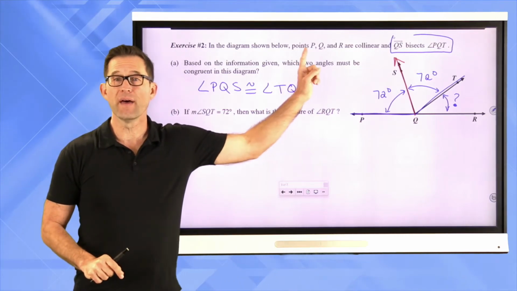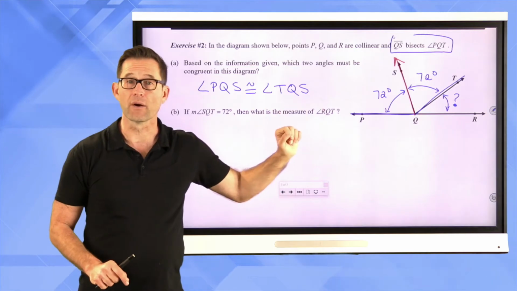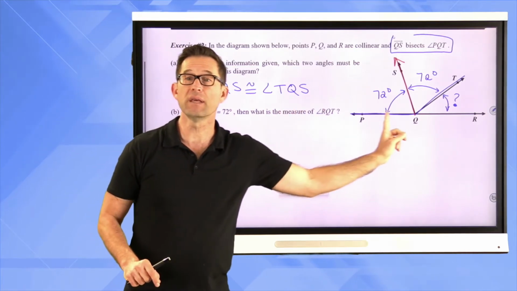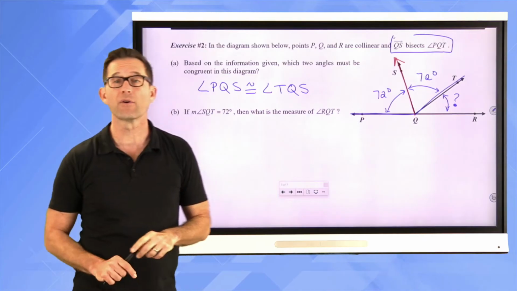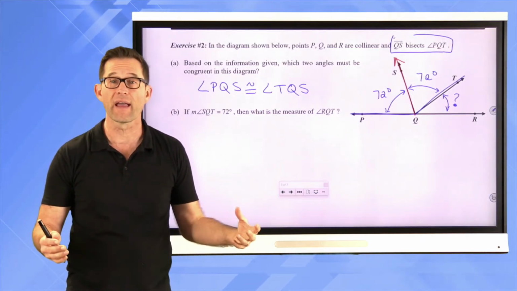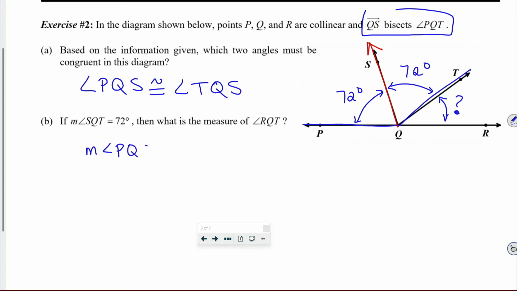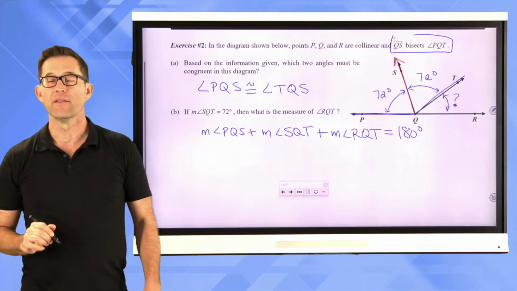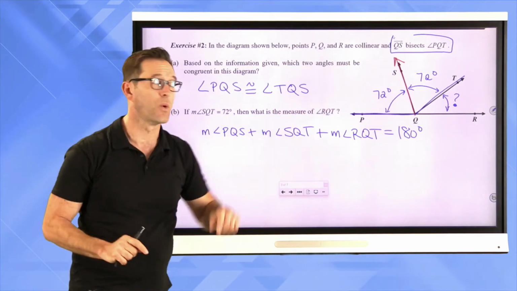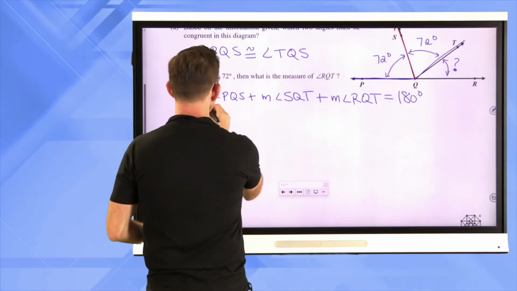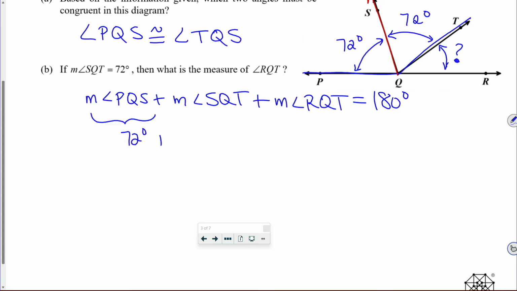Well, we know that points P, Q, and R are collinear. And what that tells us is that PQR as an angle is a 180 degree angle, right? It's a straight angle. And that means the measure of angle PQS plus the measure of angle SQT plus the measure of angle RQT, which is the one that I really want, is 180 degrees. All right, that we know. This plus this plus this is 180, but each of these two are 72 degrees.